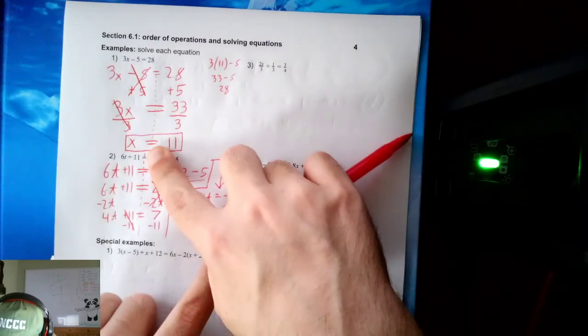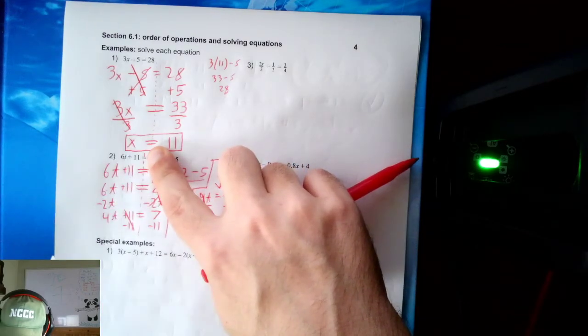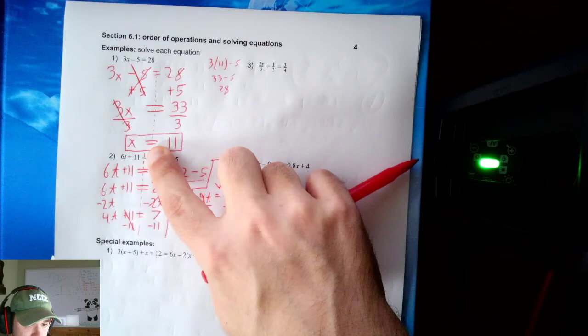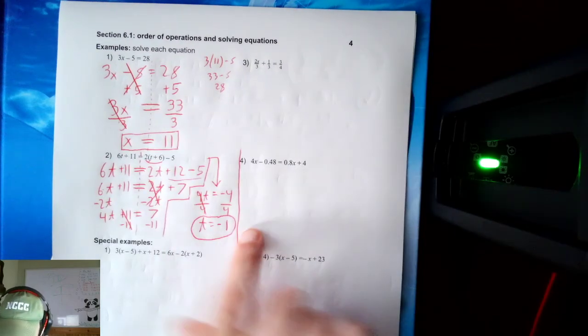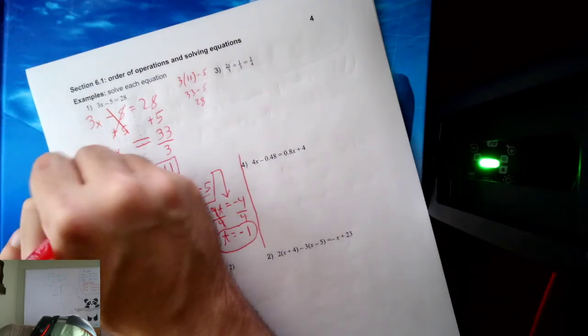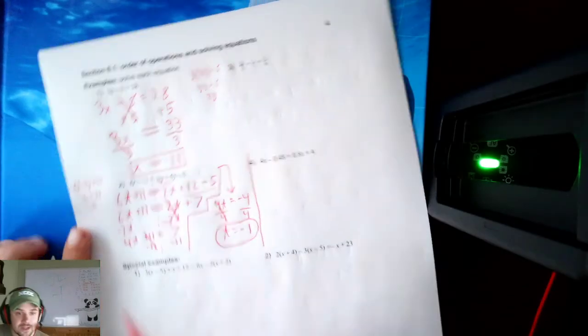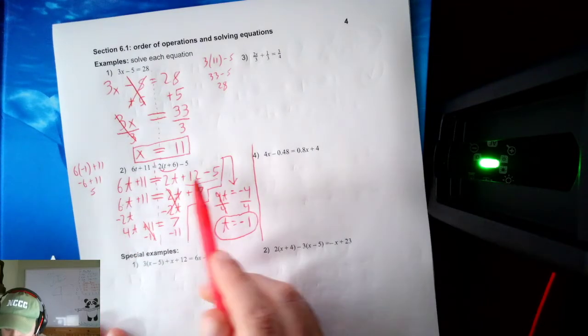6 times negative 1 is negative 6 plus 11 is 5. So I got 5 when I plugged in on the left. Negative 1 gives me 5 on the left. If we wrote it out, 6 times negative 1 plus 11 is negative 6 plus 11 is 5, right? Do a little bit of scratch work. Let's check the other side.